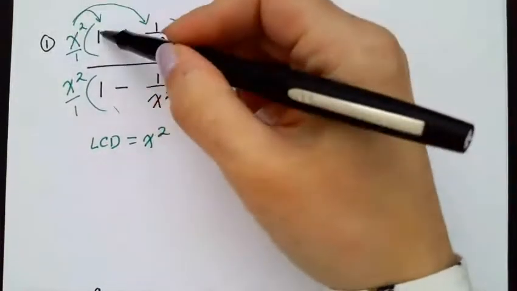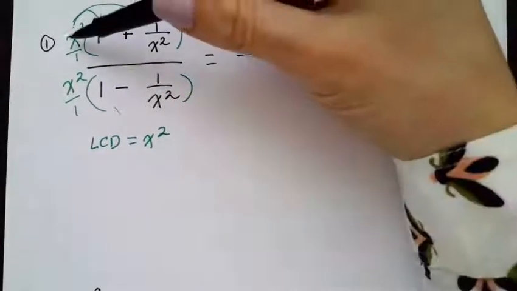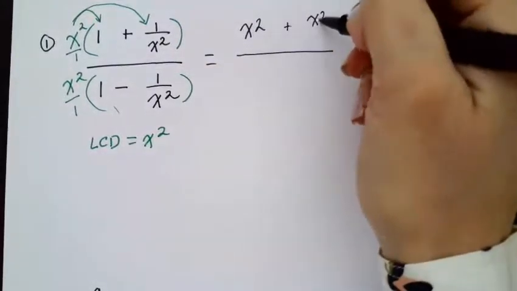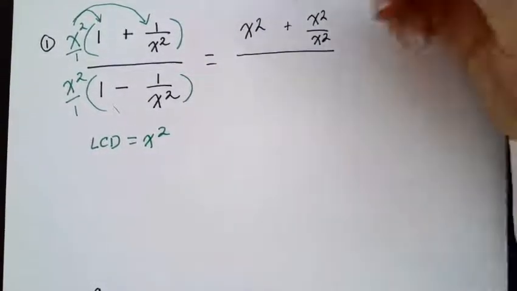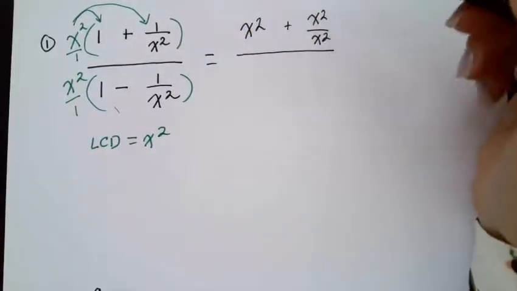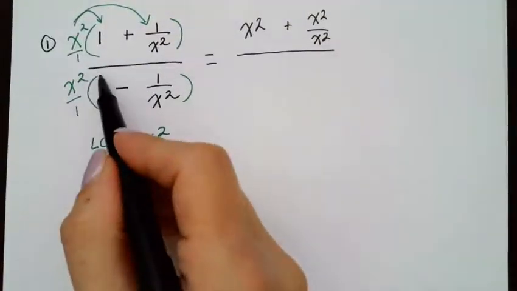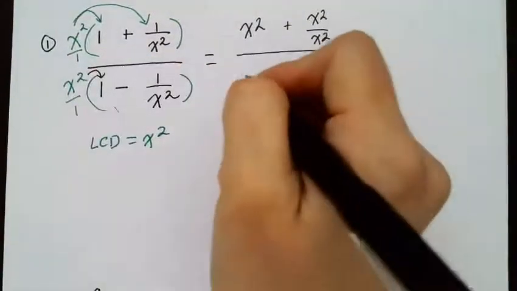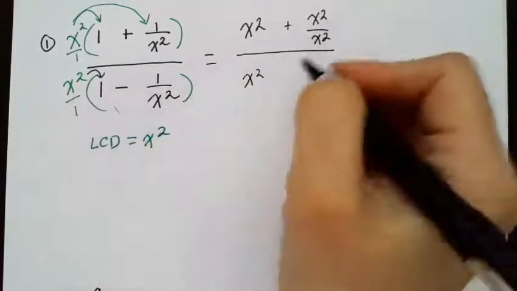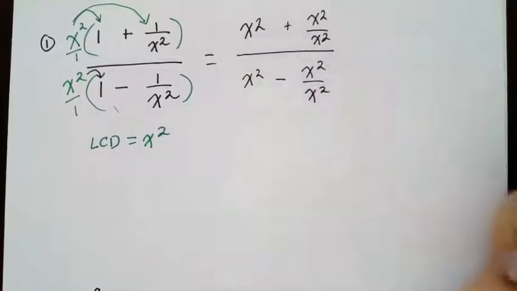So we have x squared times 1, which is x squared. Then we have x squared times 1 over x squared, which is x squared over x squared. Again, I'm just multiplying the numerator there. Yes, I can simplify, and I want to be able to simplify that, but I'll just leave that right now. In the denominator, multiplying x squared times 1, I get x squared. And then x squared times negative 1 over x squared, which is negative x squared over x squared.